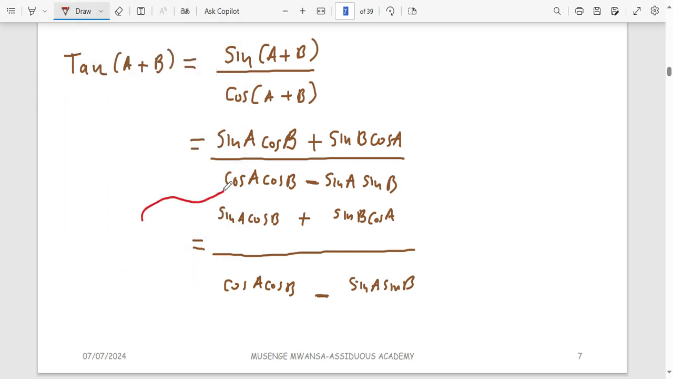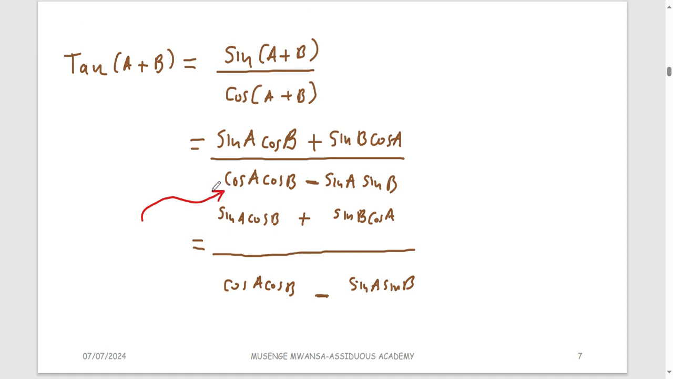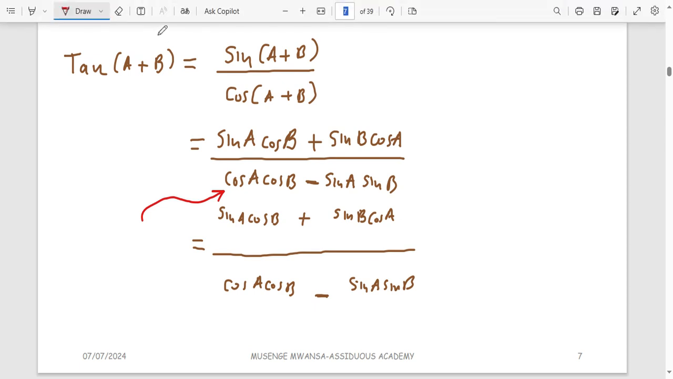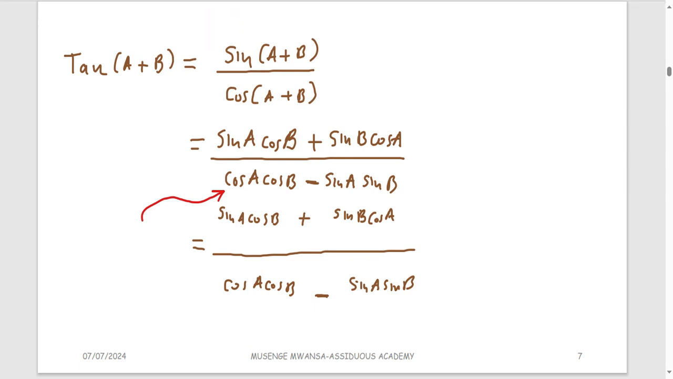This term that is here is the term that you are going to divide with. Please don't get confused, really. There's nothing complicated. Just make sure that you follow through what I am doing. So what have I said? The first term that I've pointed at there is the one you are going to get and divide everything.